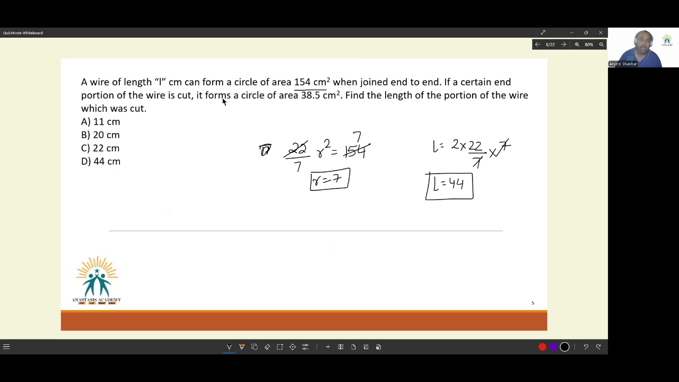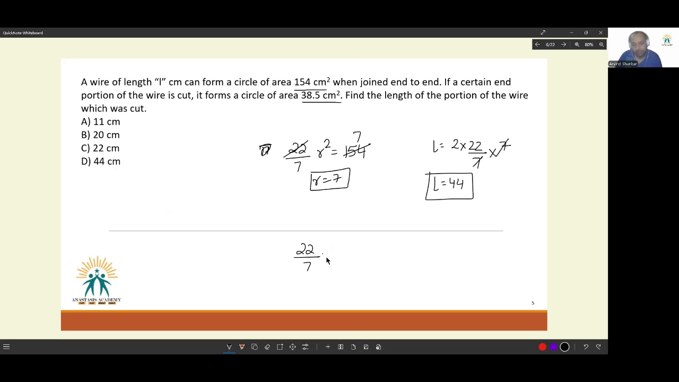If a certain end portion of the wire is cut, it forms a circle of area 38.5 centimeters square. See, the area has become 1/4. That should directly give you the indication. The circumference should become half. If area has become 1/4, it is in the ratio 1:4, the length should be in the ratio 1:2. Find the length of the portion of the wire which was cut. If you can get to 1:4, you can directly come to half. Otherwise, we can do the same processing again.